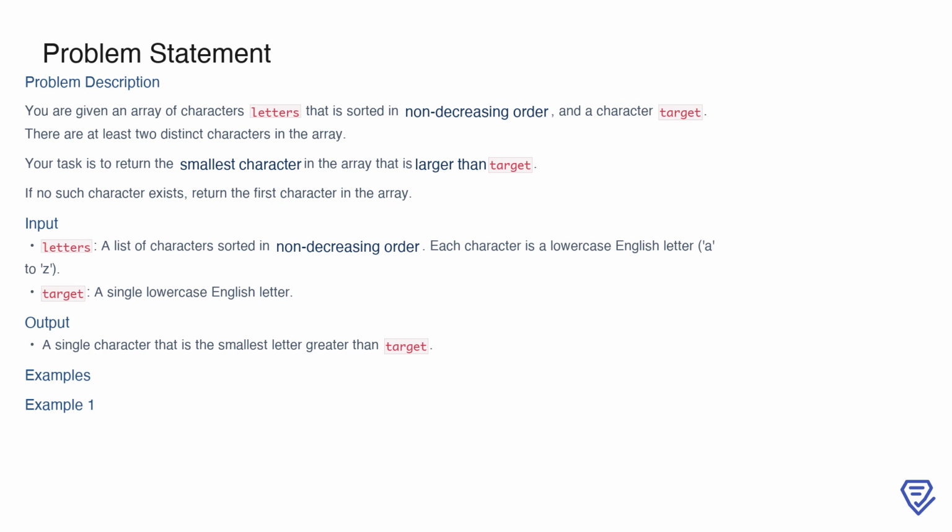The input guarantees that the array will always have at least two different letters. For example, if letters is C, F, J, and target is A, the output would be C because it is the smallest letter greater than A. Let's see more examples to clarify this further.